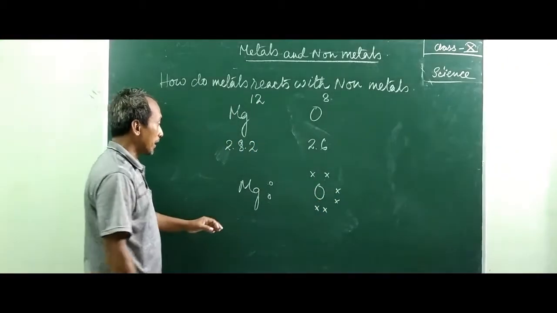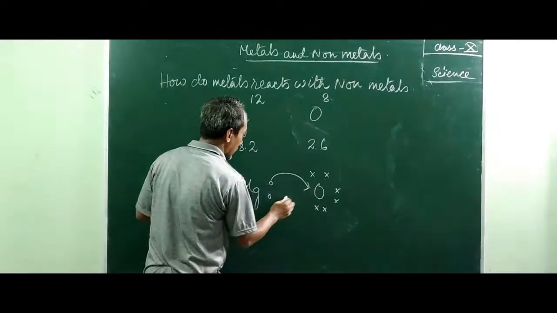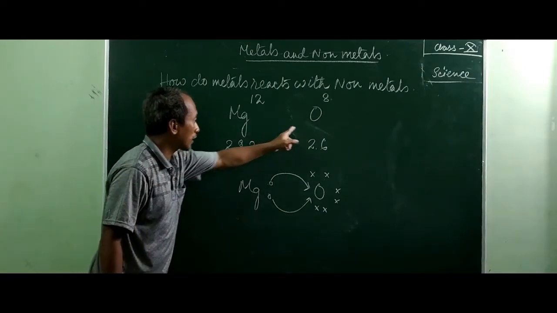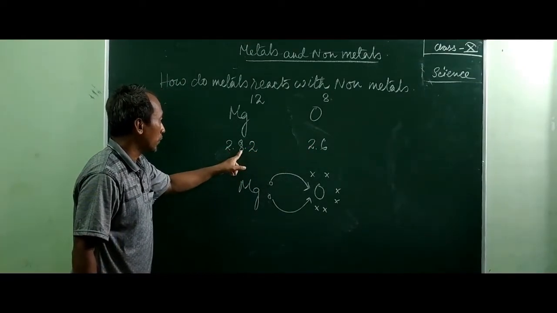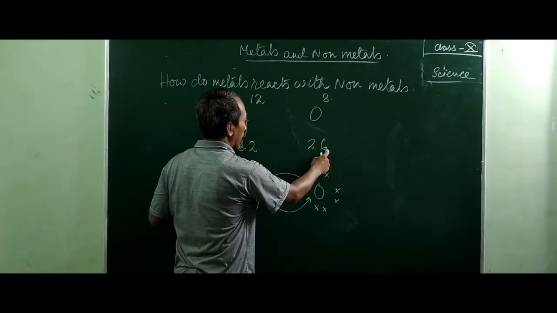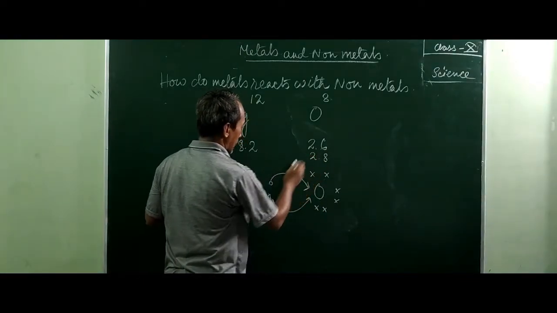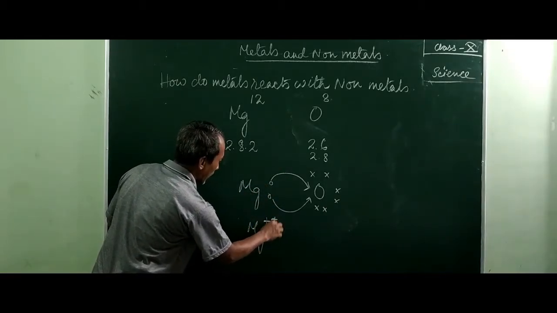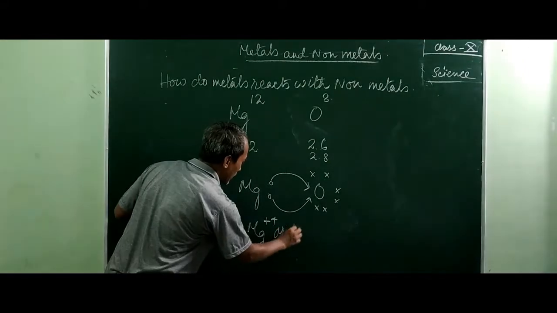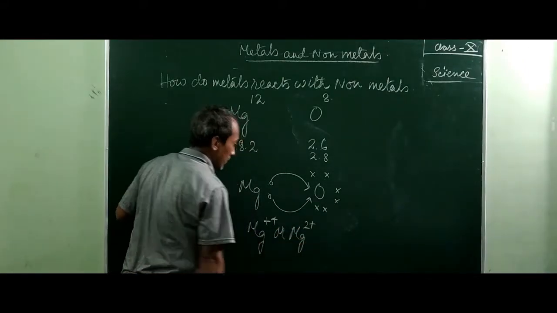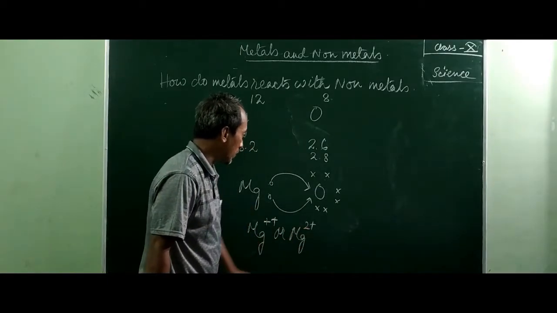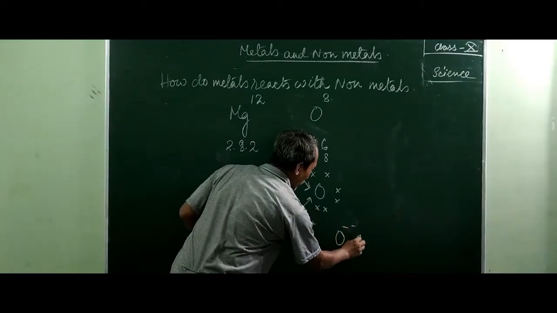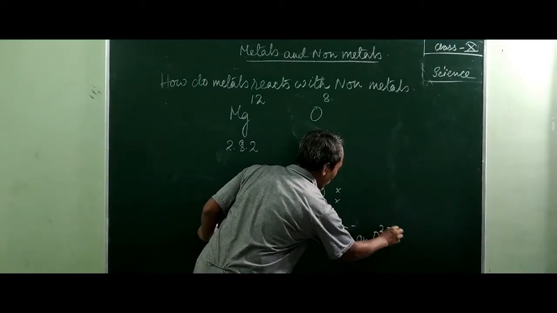So here, magnesium will donate these 2 electrons to oxygen to fulfill the octet rule. If 2 electrons are donated, magnesium will have 2, 8, and oxygen, accepting the 2 electrons, will form 2, 8. So magnesium has donated 2 electrons, so magnesium will be plus plus, or you can write magnesium 2 plus, and combining with oxygen, oxygen will be minus minus, or you can write oxygen 2 minus.